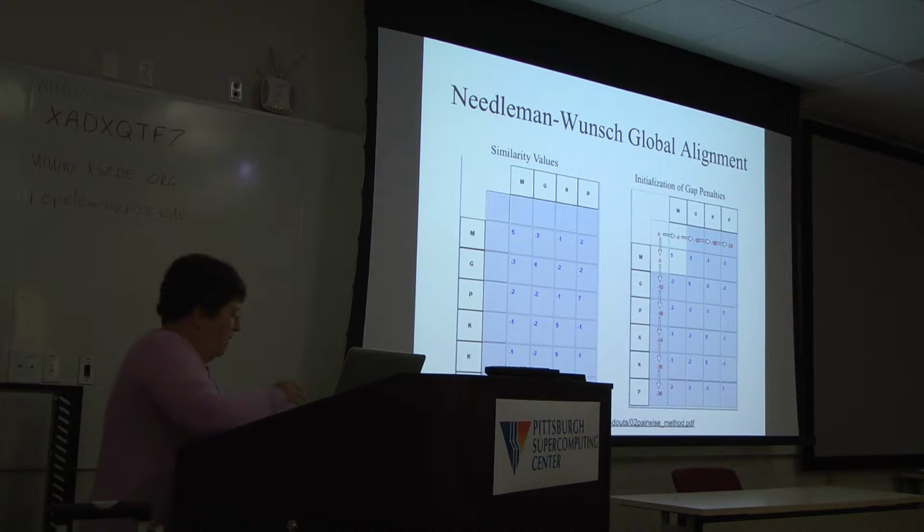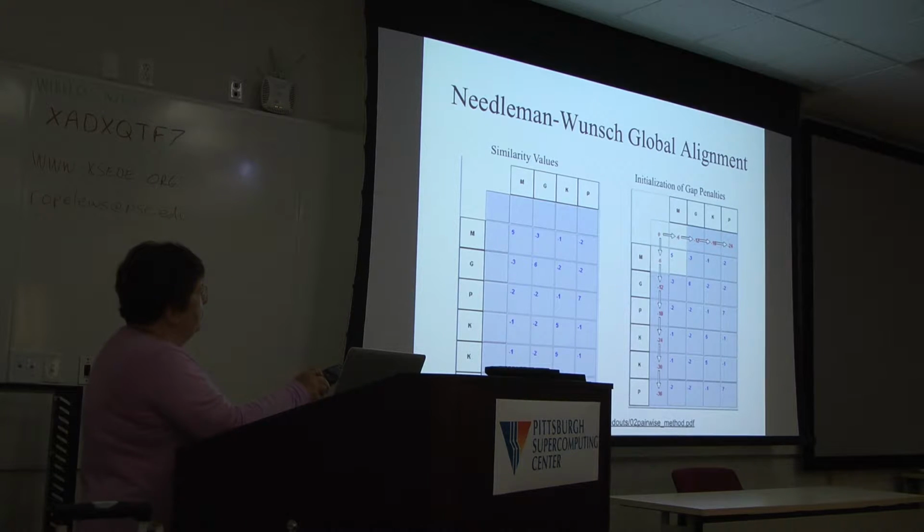And just to show you how this is done, here are two sequences. Here's a 4-letter and a 6-letter code. And you initialize it first with the values out of that similarity matrix. How does an M compare to an M, with a G, and so on and so forth.